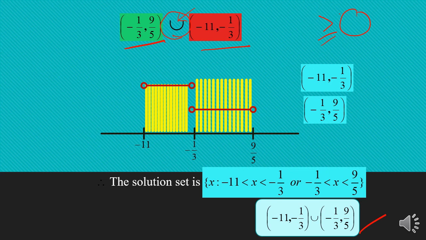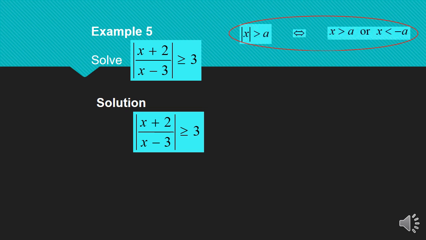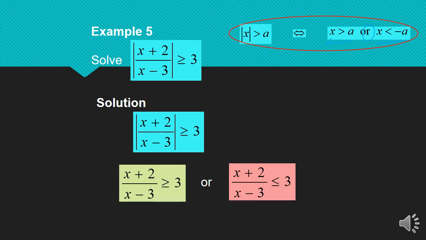Okay, let's do the next example. So we have this example 5. Solve the absolute of (x plus 2) over (x minus 3) more than or equal to 3. We can do the same thing as earlier, by using the basic definitions. For more than, we have x more than a or x less than negative a. That means we can separate these into (x plus 2) over (x minus 3) more than or equal to 3, or (x plus 2) over (x minus 3) less than or equal to negative 3.